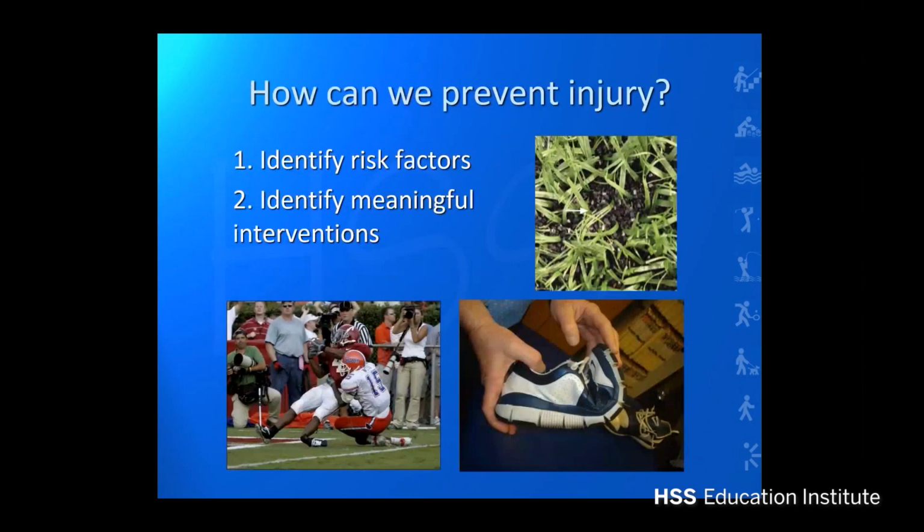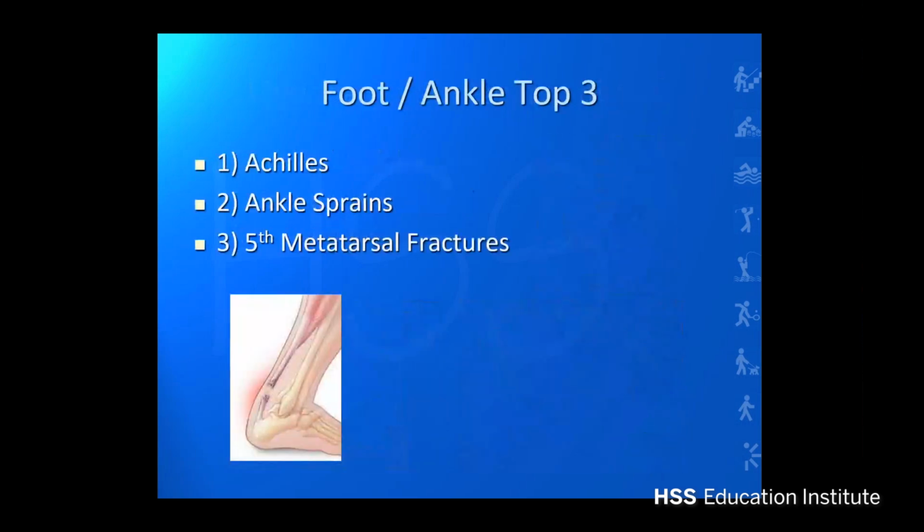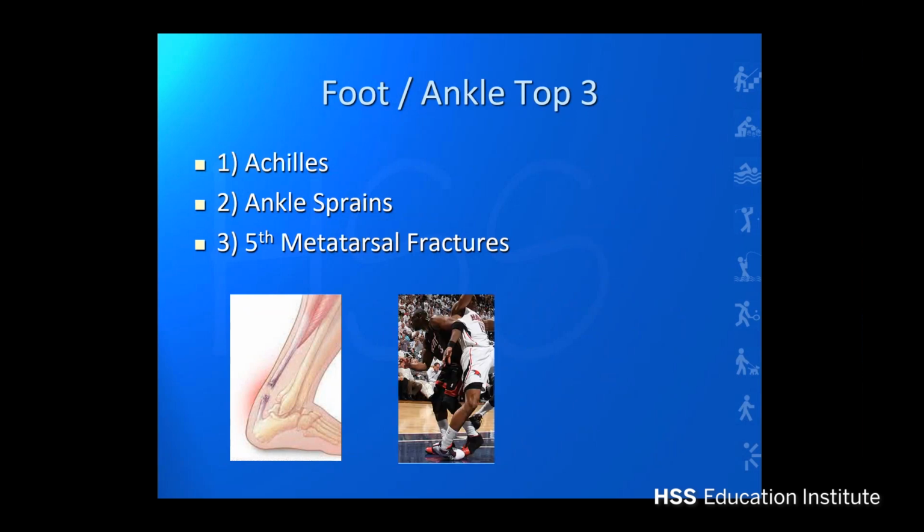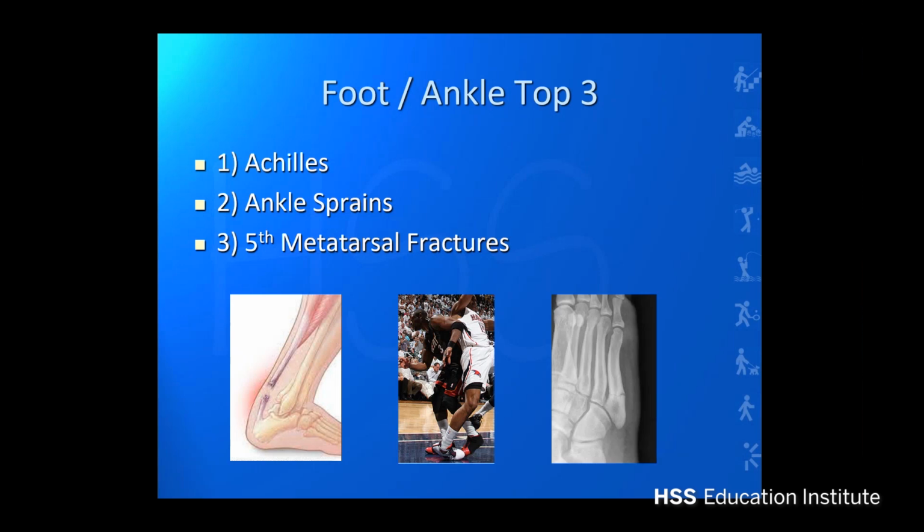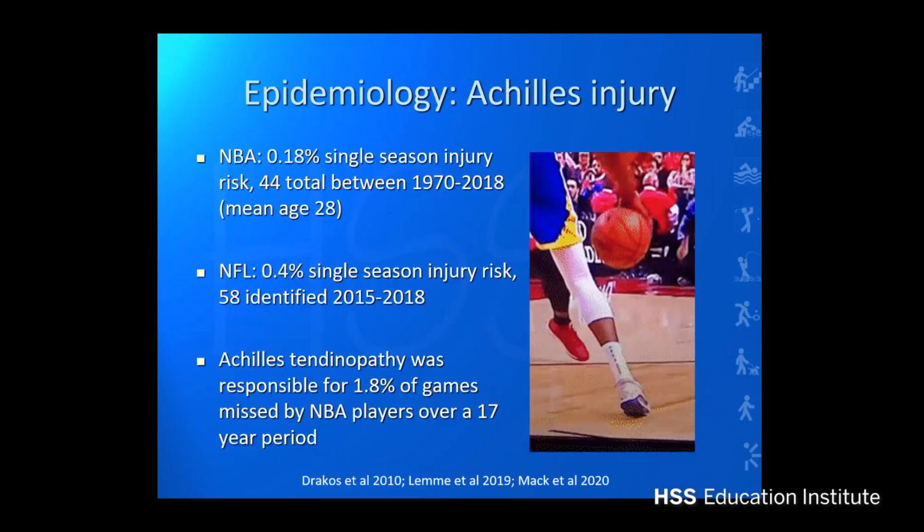So, what I really want to talk about is identifying some risk factors and then some meaningful interventions that coaches and trainers can use at their disposal. So foot and ankle top three for me is Achilles injuries, both Achilles tendon tears and tendinitis, ankle sprains, and then fifth metatarsal fractures, which are breaks in the foot, usually with cutting type sports.